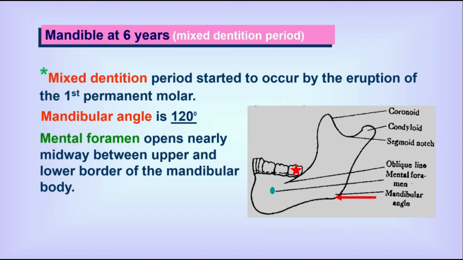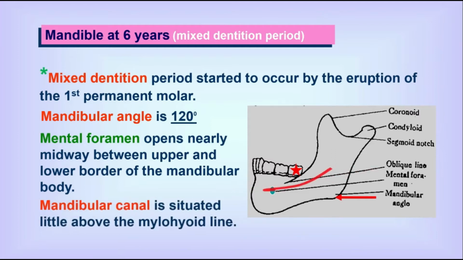But remember one thing: because the mandible is growing day by day, the mental foramen will finally stop between the lower 4 and lower 5. The mandibular canal is situated a little above the mylohyoid line. The mylohyoid line is present on the lingual side of the mandible, the inside surface. It is a ridge actually. You know the ridge.